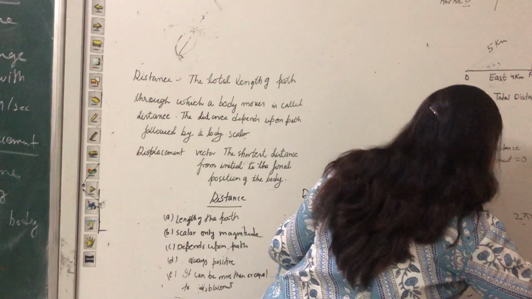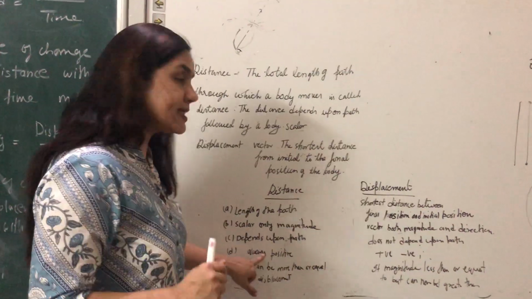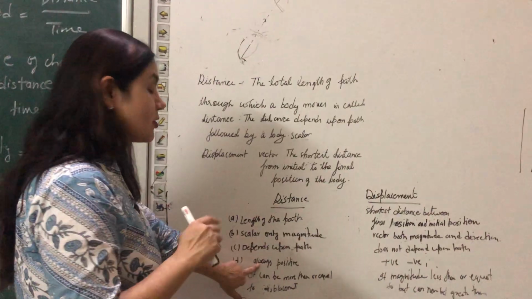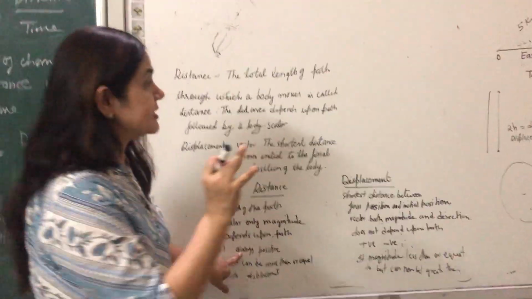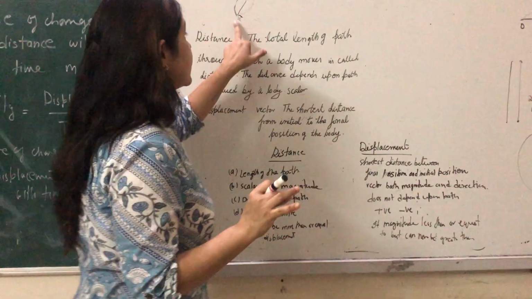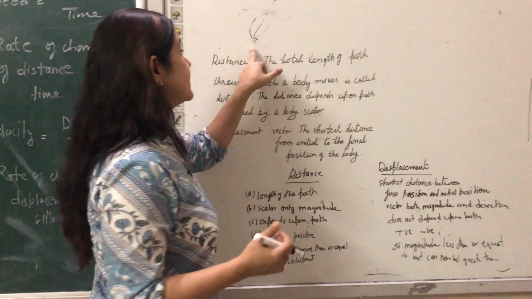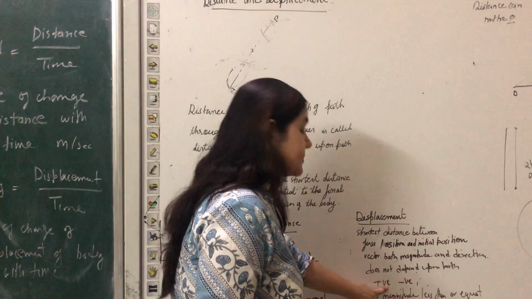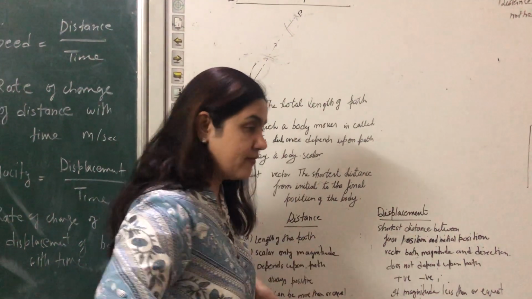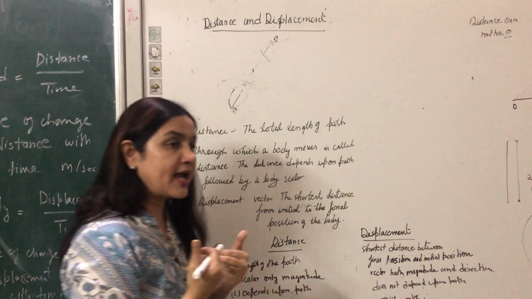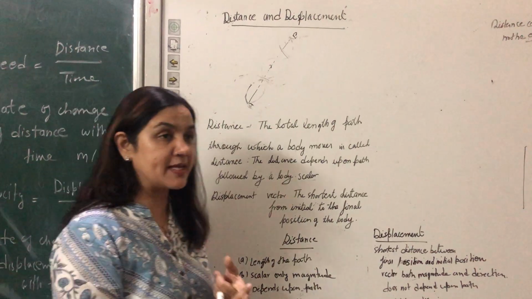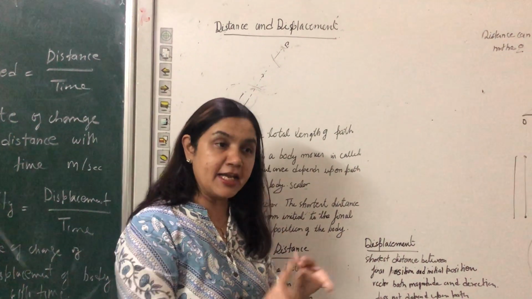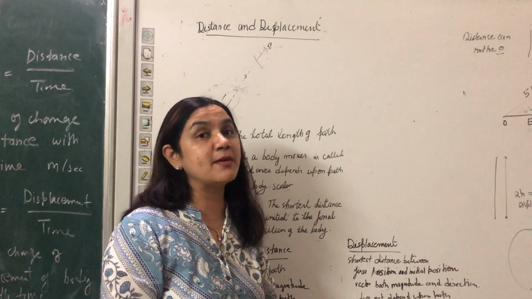vector quantity while the distance is a scalar quantity. So distance is always positive. You cannot say plus or minus. So distance is always positive. That means 3 km plus 3, 6 km. But displacement may be positive in the direction, and when coming back in the opposite direction it may be negative. So displacement may be positive, negative, or 0.